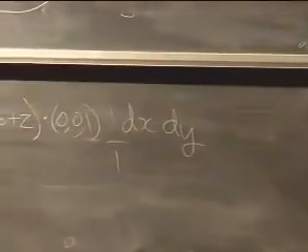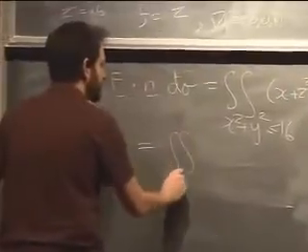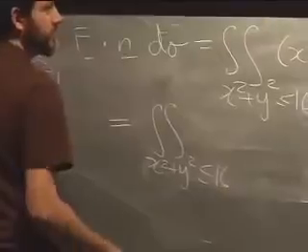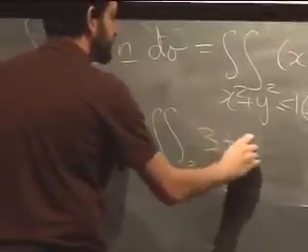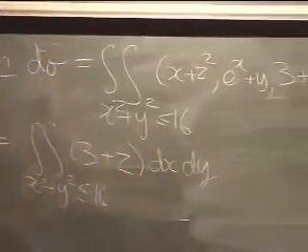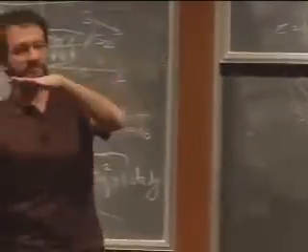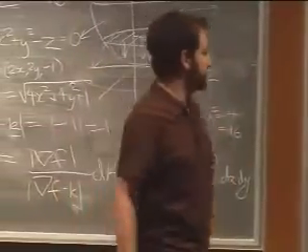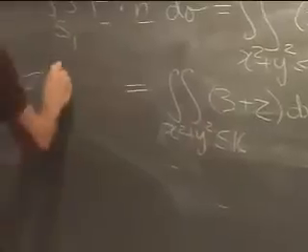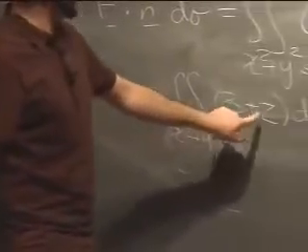But in any case, this is equal to the integral over x squared plus y squared less than or equal to 16 of 3 plus z dx dy. But what's z? On this surface, z is 16. But z equals 16 everywhere on that surface. So the field is really 19.